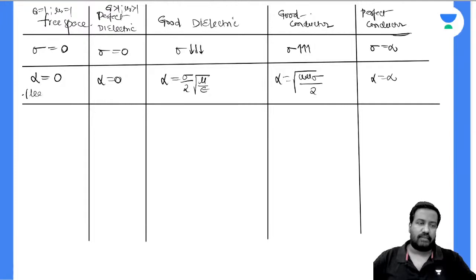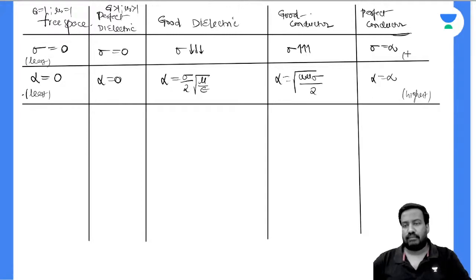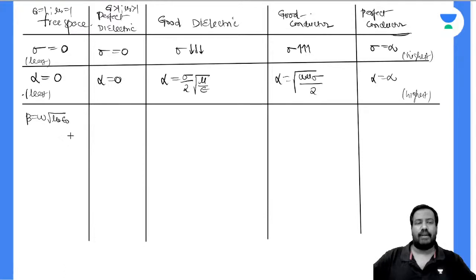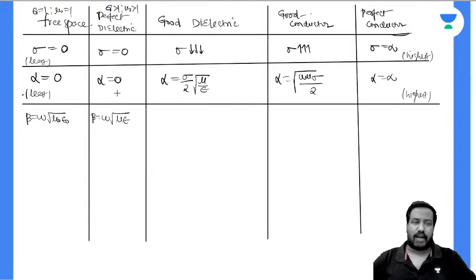This is the least value. This is the highest value. That's the beta value. Beta is omega into under root of mu naught epsilon naught for free space. If you go for perfect dielectric, beta is omega into under root mu epsilon. But you know mu is mu naught mu r, epsilon is epsilon naught epsilon r, mu r is greater than 1, epsilon r is greater than 1, so very clearly the beta value is increasing.